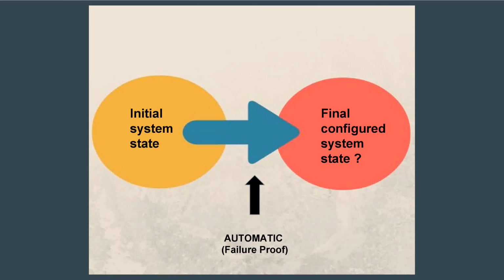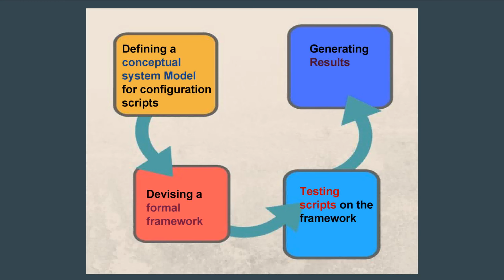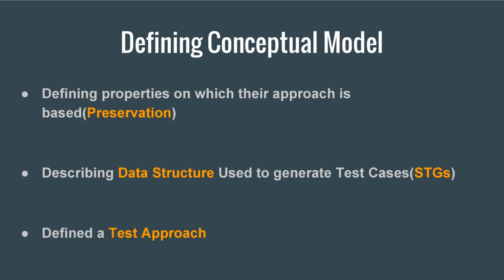This paper is about applying a model-based testing approach to assert whether a configuration management script reliably converges the system to the desired state by the application of automatic failure-proof actions. Test cases are generated and are tested so that all issues regarding idempotence and convergence are detected. This paper contributes a formal framework based on a conceptual model that was used for testing configuration scripts for convergence issues, and certain results were generated. So let's see what the authors did.